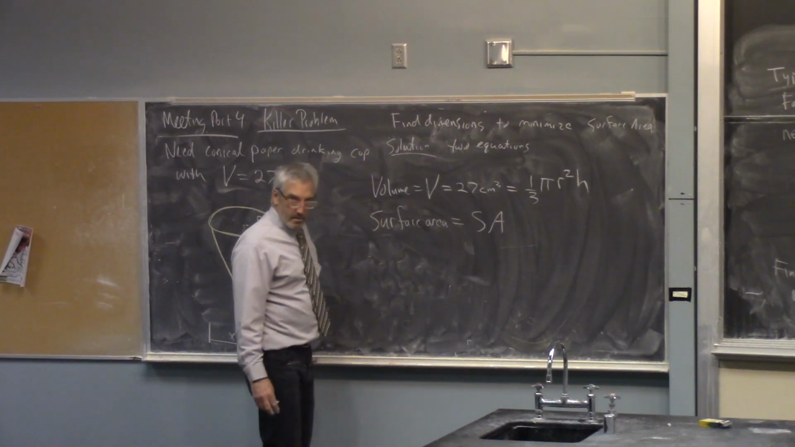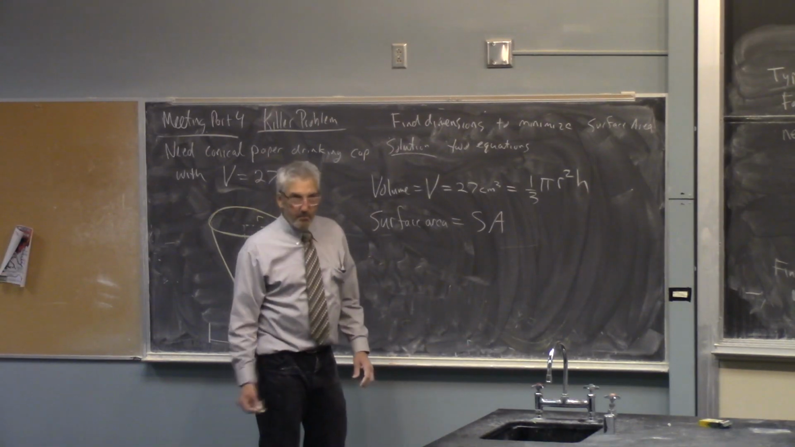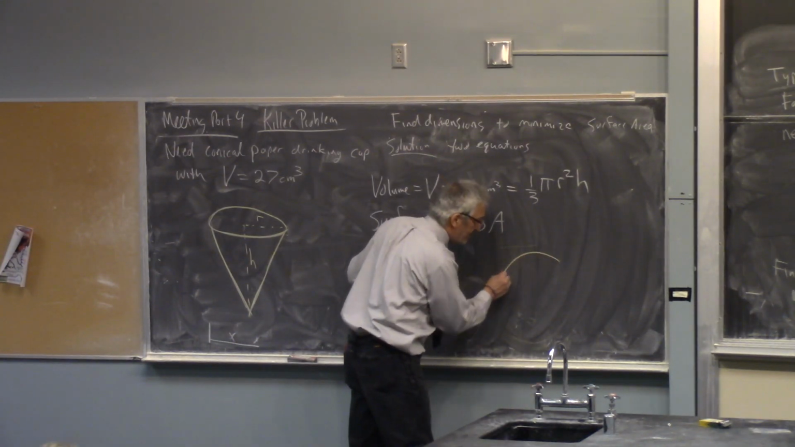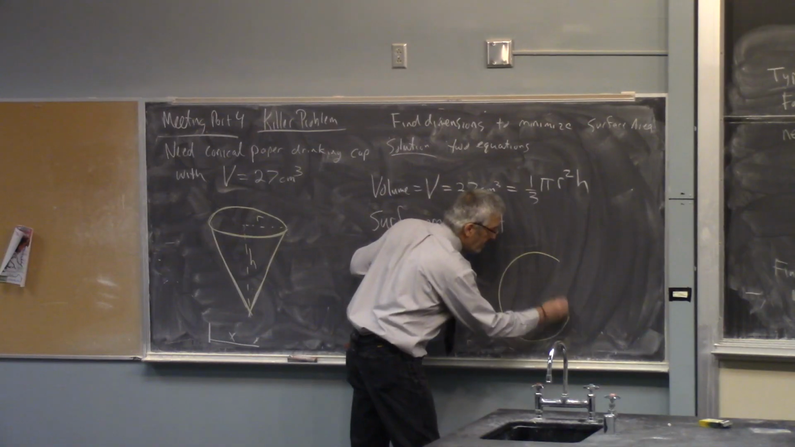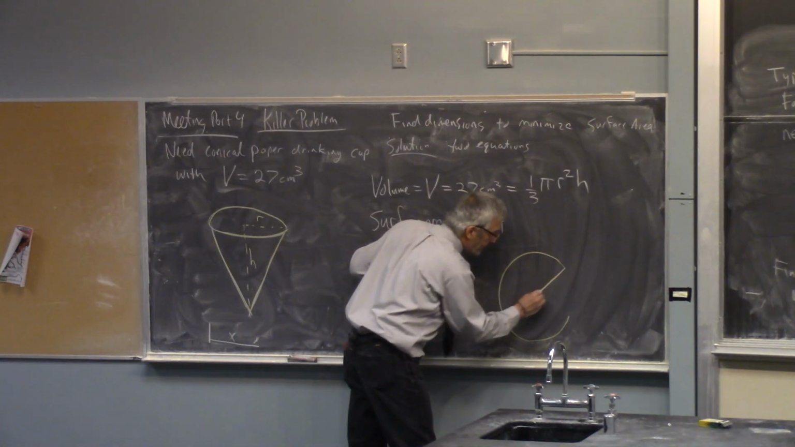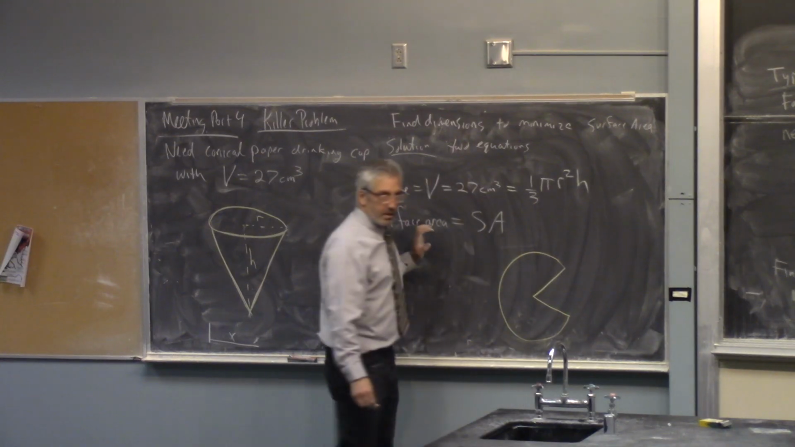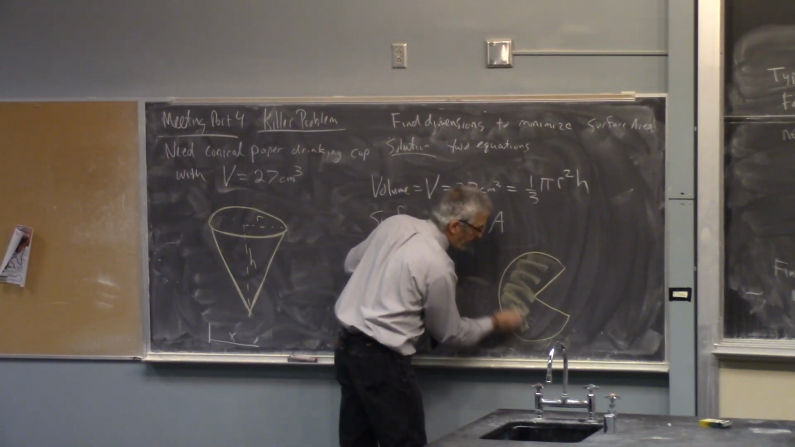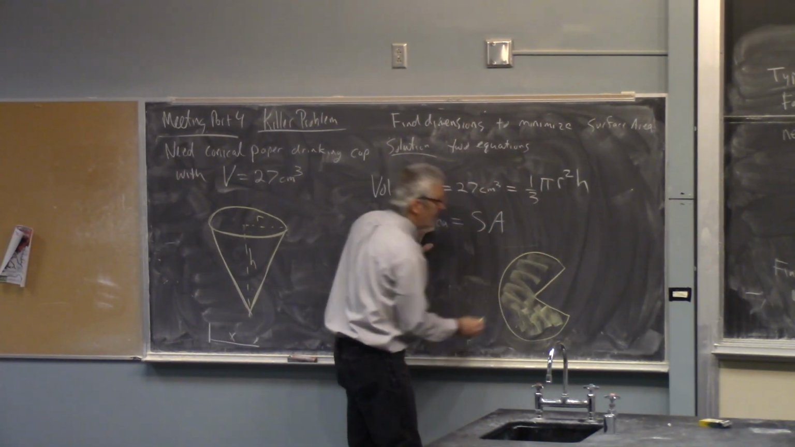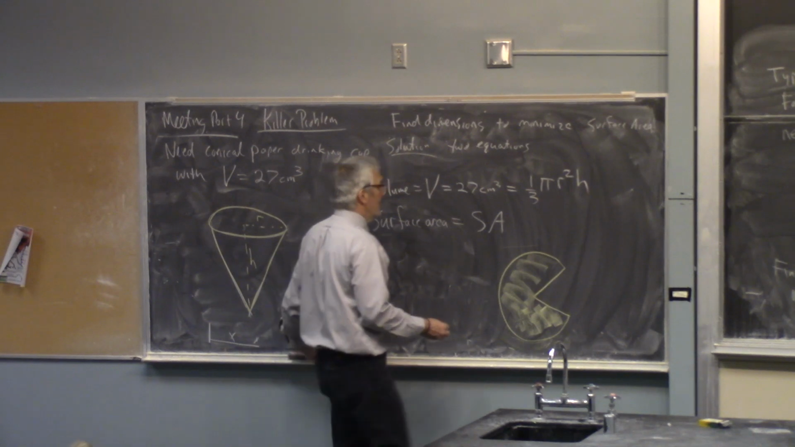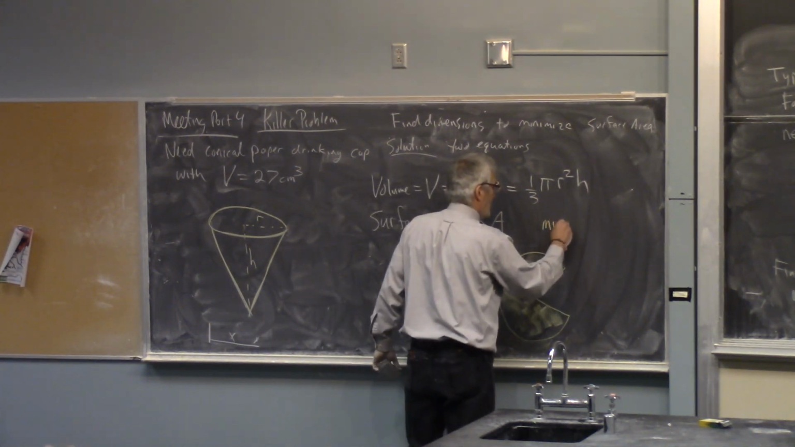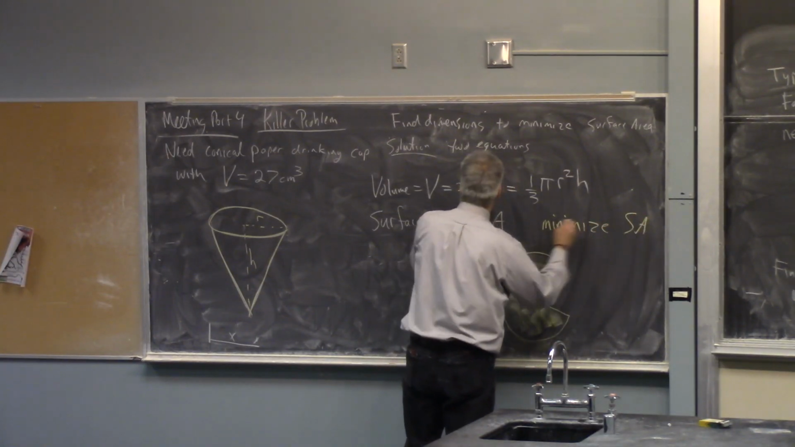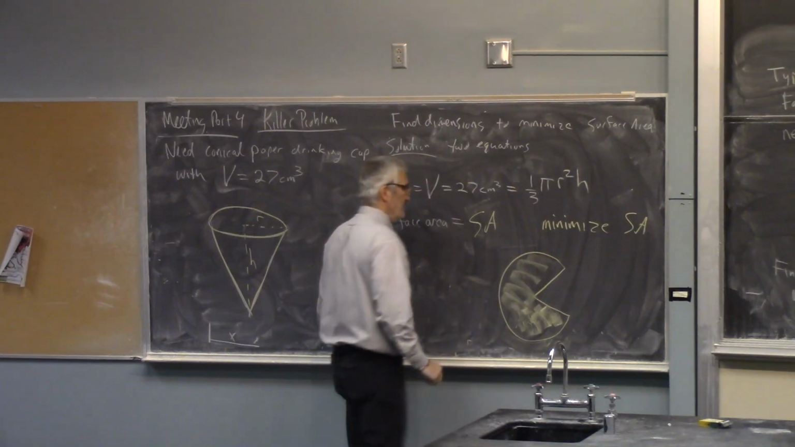Now, anybody play Pac-Man? All right, Pac-Man's yellow, right? So we're going to make this cone by taking a disc of paper, cutting out a wedge, and then gluing it up. That's going to be our cone. So that yellow area is what we want to minimize. And I'm going to call it SA, colored yellow, because I can.